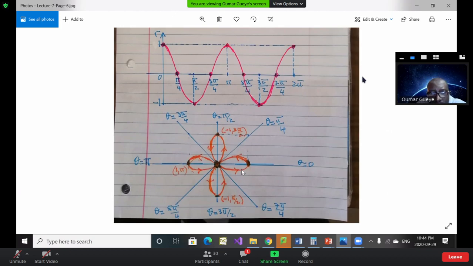And this looks like a flower with 4 leaves. That's why we call it 4 rose leaves. Any question? So I'll let you write down this one.